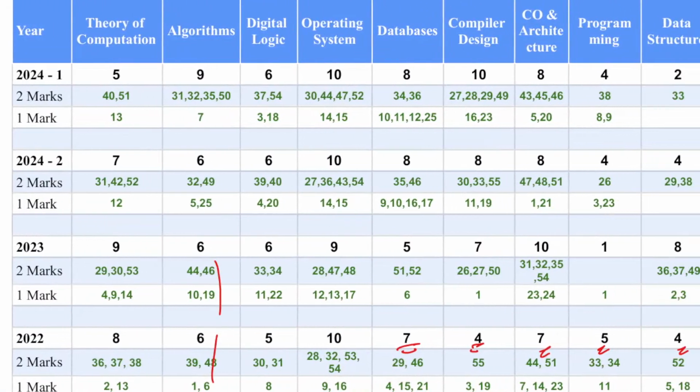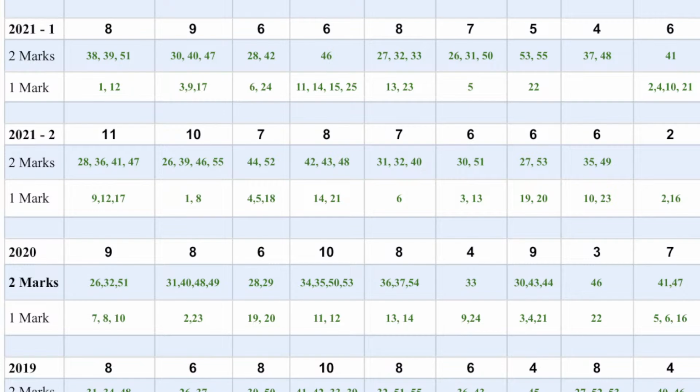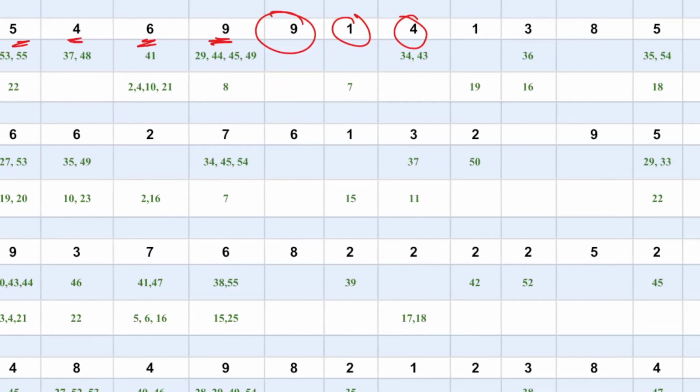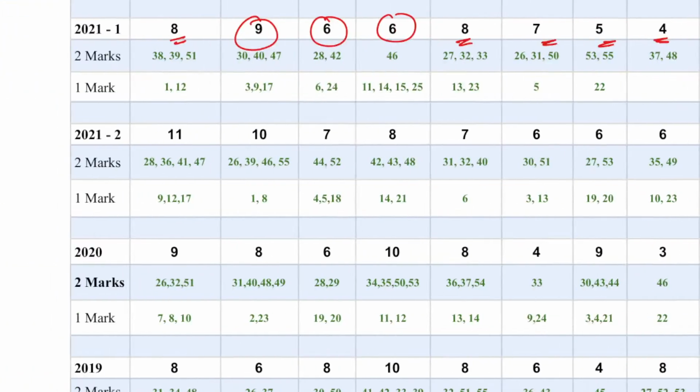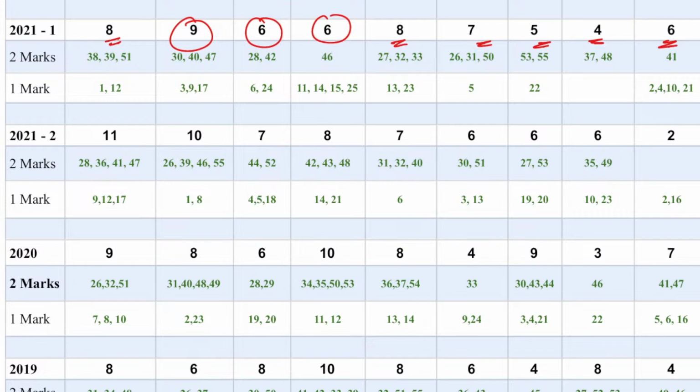And now if you discuss GATE 2021, okay, it's a little bit the same. You can see that the subjects came for 8 marks, 9 marks, 6 marks, 6 marks, 8 marks, 7 marks, 5, 4, 6 marks, 9 marks, and 9 marks in general, 4, 1 and 4, like this it came. Okay, and if you just see here also, they have the same weightage as earlier. Little bit some changes are there.